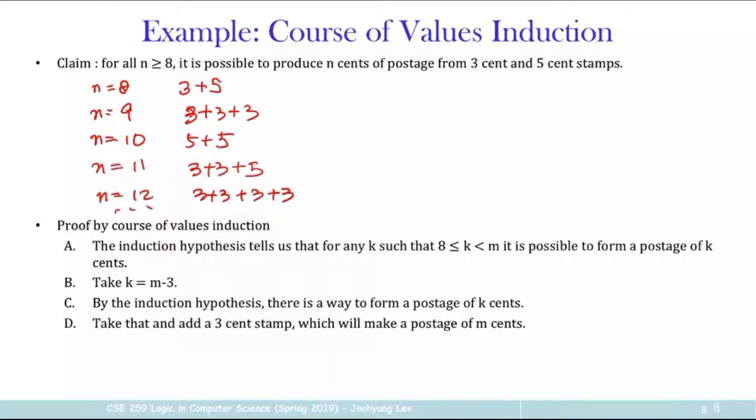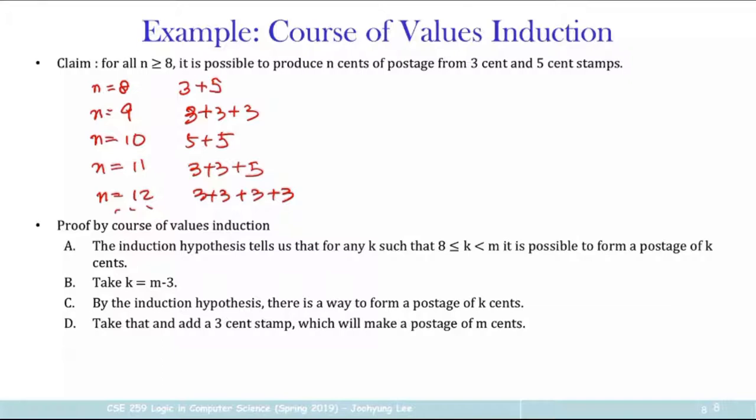So suppose somebody tells you, I created k-cent postage, where k is m minus 3. I give you the postage that is k cents, which is m minus 3 cent postage. How can you create m-cent postage using that? I don't need to show you, but here is the m minus 3 cent postage. You can use 3-cent and 5-cent stamps. Can you create m-cent postage? Add one 3-cent stamp, right? Because somebody gave you m minus 3 cent postage, and you have to create m-cent postage, just add one 3-cent stamp. So take that and add the 3-cent stamp, which will make the postage of m cents. Convincing? Yes.